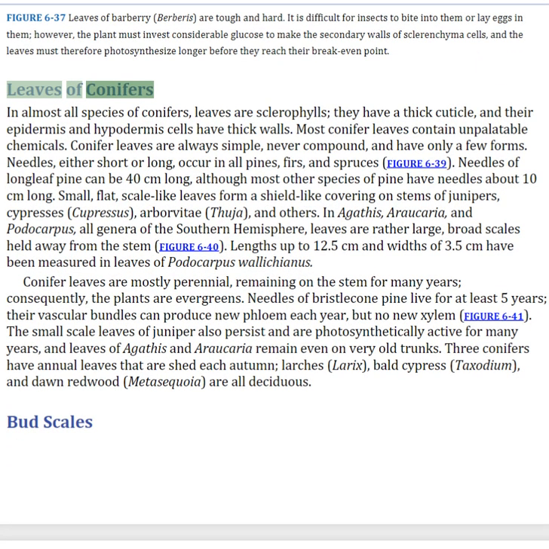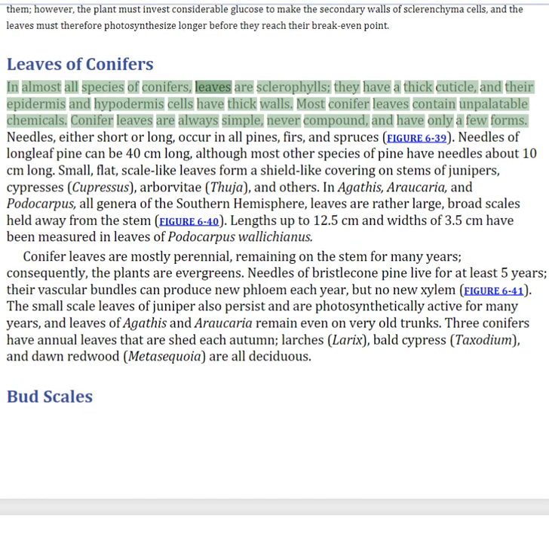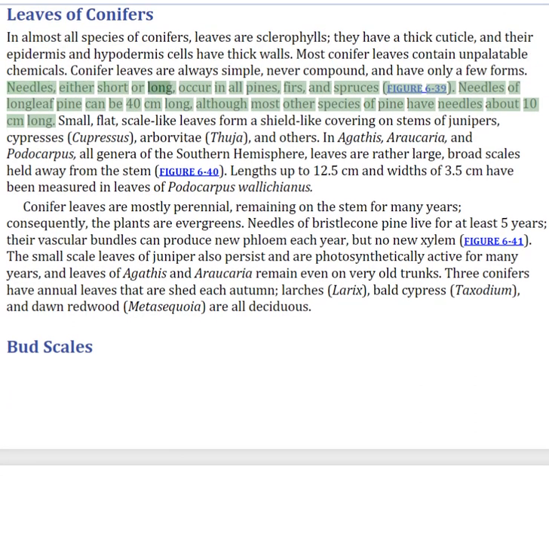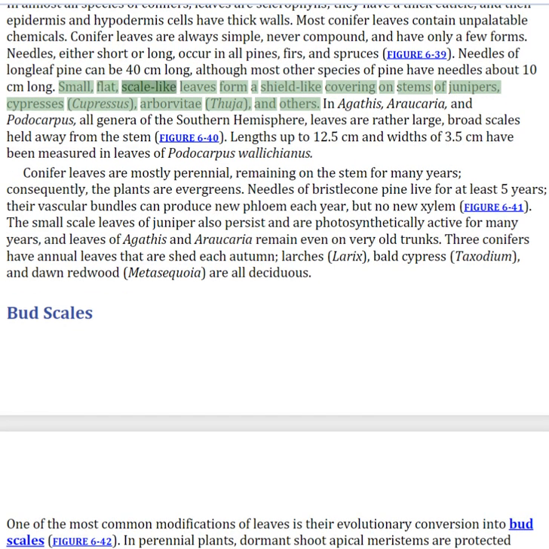Leaves of conifers. In almost all species of conifers, leaves are sclerophylls. They have a thick cuticle, and their epidermis and hypodermis cells have thick walls. Most conifer leaves contain unpalatable chemicals. Conifer leaves are always simple, never compound, and have only a few forms. Needles, either short or long, occur in all pines, firs, and spruces. Needles of longleaf pine can be 40 centimeters long, although most other species of pine have needles about 10 centimeters long. Small, flat, scale-like leaves form a shield-like covering on stems of junipers, cypresses, arborvitae, and others.